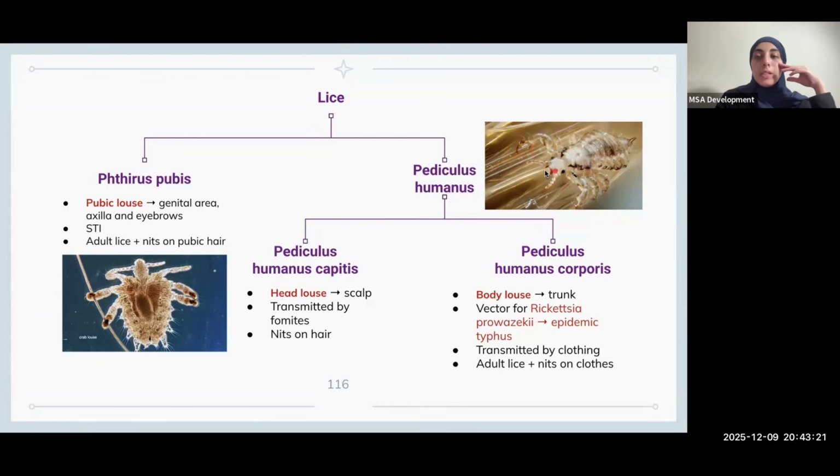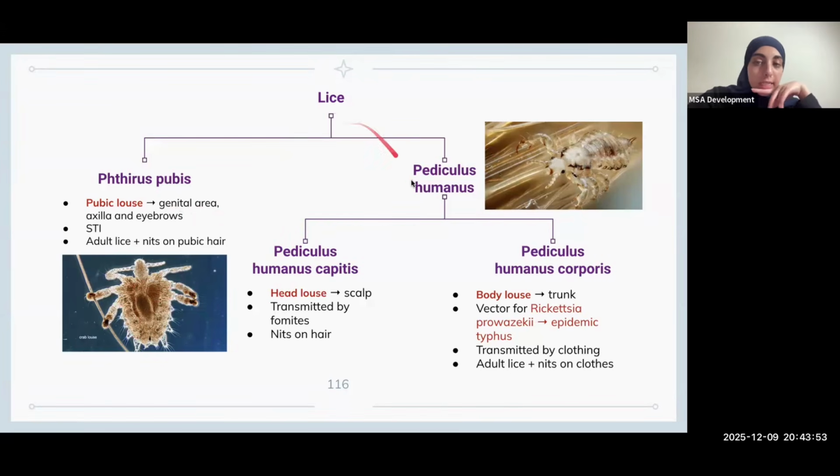This parasite that causes the lice, we have two types, okay? There is the Pediculus humanus and Phthirus pubis, okay? Phthirus pubis is the louse that affects, from the name pubis, pubic, okay? It's a pubic louse. It affects the genital area, the axilla, and the eyebrows. And it's an STI because pubis, so STI. And this is what it looks like, okay? So this is the Phthirus pubis.